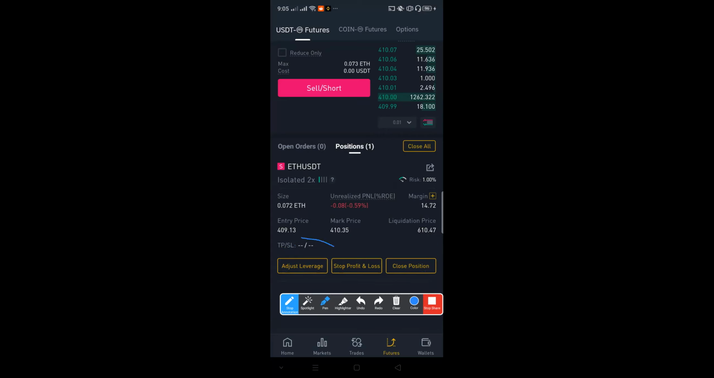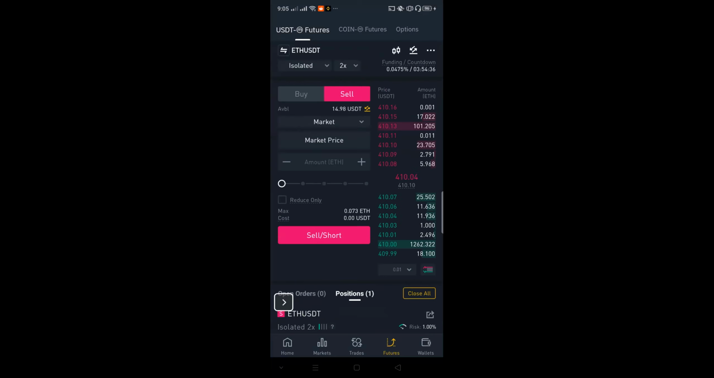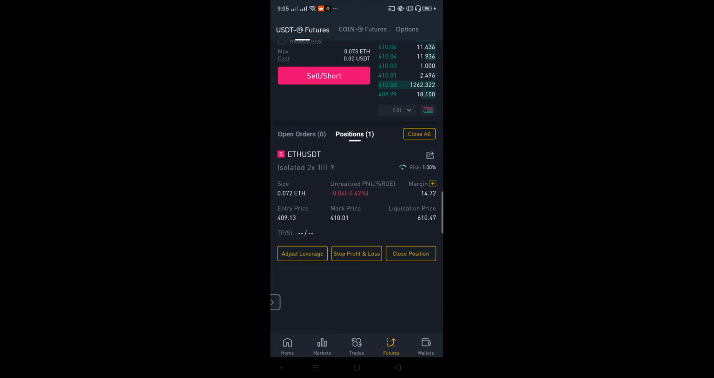It will show in this place. Once my internet is up, you will see it there. And you realize that my stop loss is still very small to my liquidation. It means once it hits my stop loss, I still have some money left there.